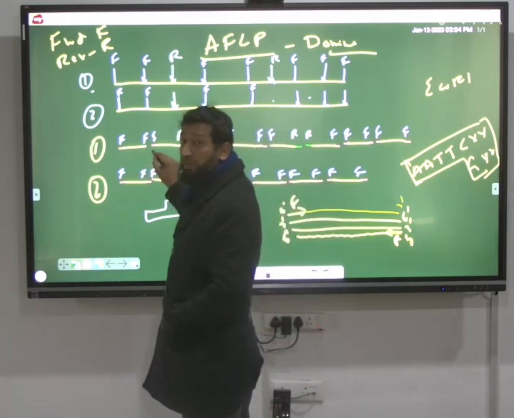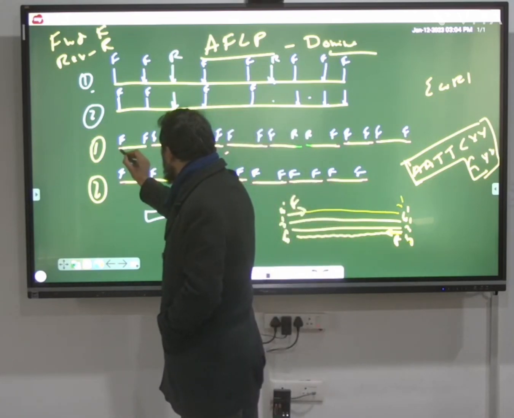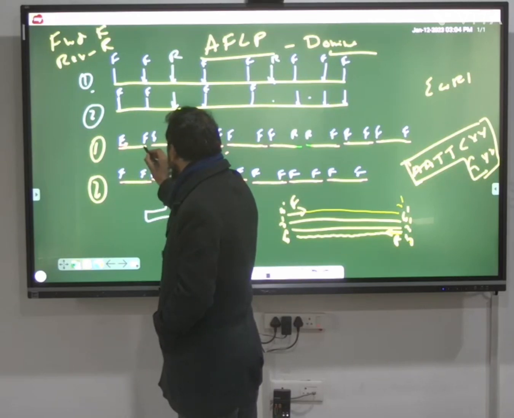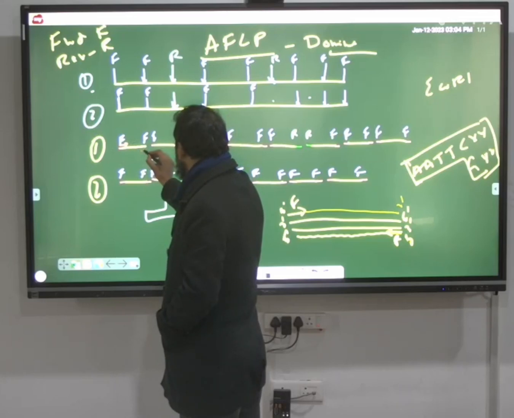So consider this is a double-stranded DNA. So forward will bind in this direction, okay, and this is also a frequent cutter, okay, its direction is also the same, so this one will bind like this.